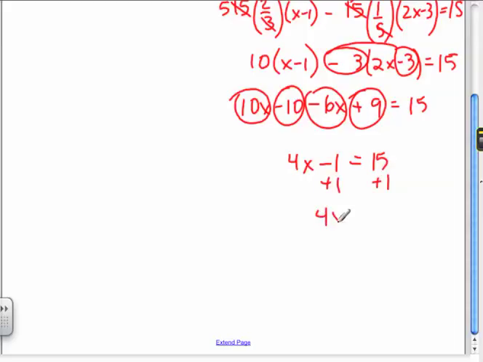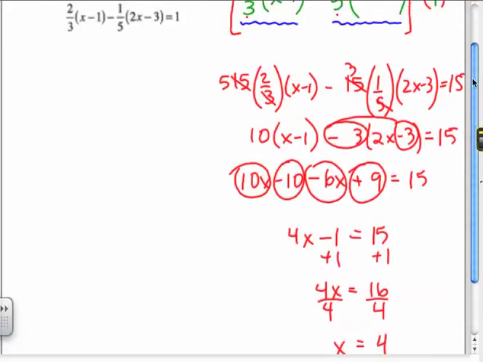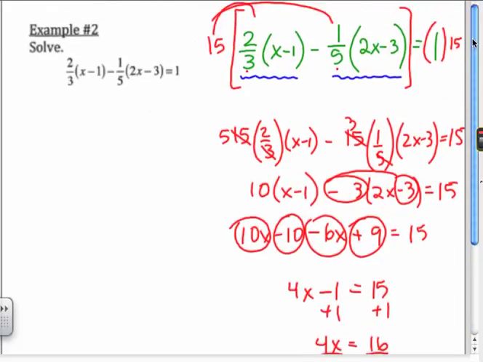Oh, look at that. 4x equals 16. X equals 4. Beautiful. Did it help when I wrote it out? 15 times 2/3? Did that make that clearer? Good. All right. We could plug it in, but we're not going to. Okay? So that one's right. All right, good job, guys. Let's look at the next example.